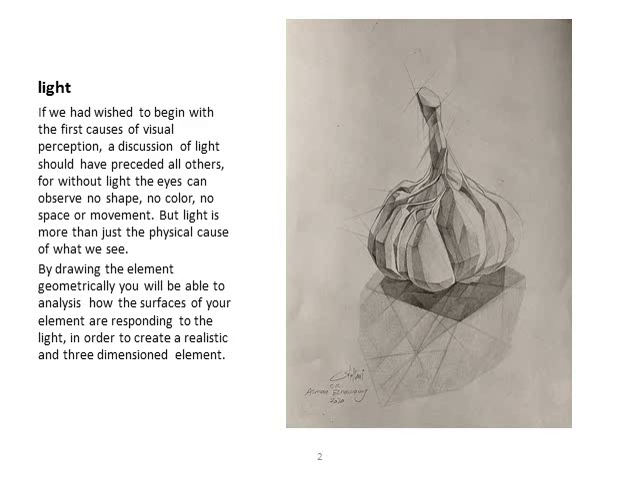Light is the first cause of visual perception. Without light, the eyes can't observe shapes, color, space, or movement. So, light is the main element in shaping your drawing, and in order to create a realistic and perfect three-dimension element, you need to pay attention to how the light reacts over the element surface.